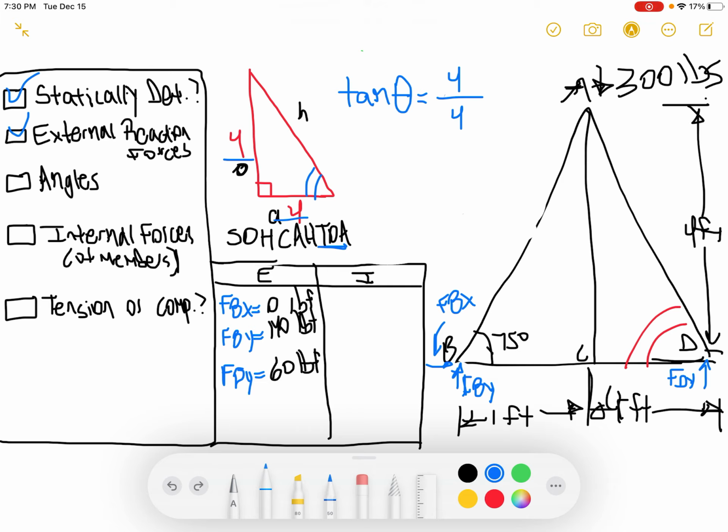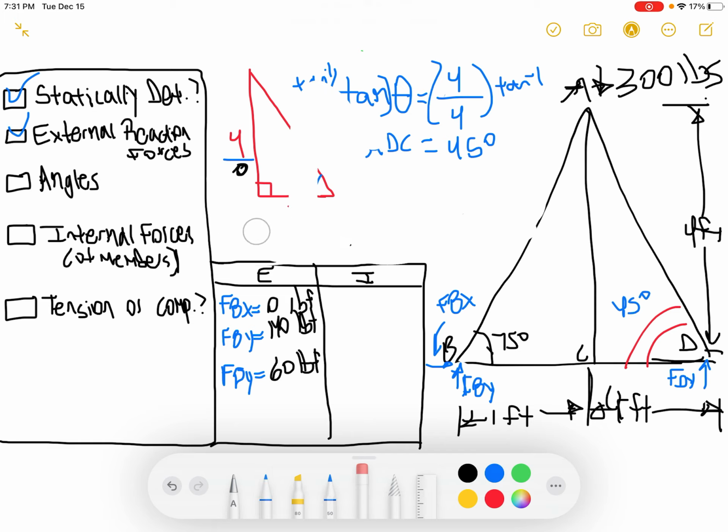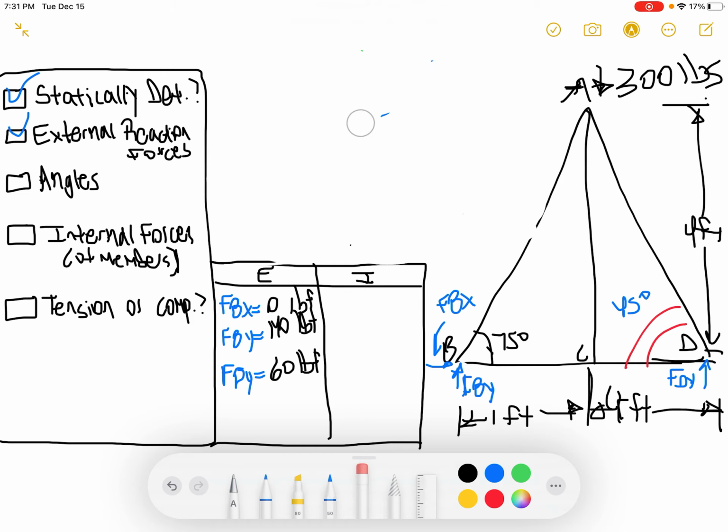To do that, we have to get rid of tangent. We can do that by taking the inverse of it. And after we do that, we find out that angle ADC equals 45 degrees. So, 45 degrees. There we go. We found the angle. Normally, we would find 2. You would do the same thing to find the 75-degree angle if it wasn't there. Now we did that. Time for the fourth step.